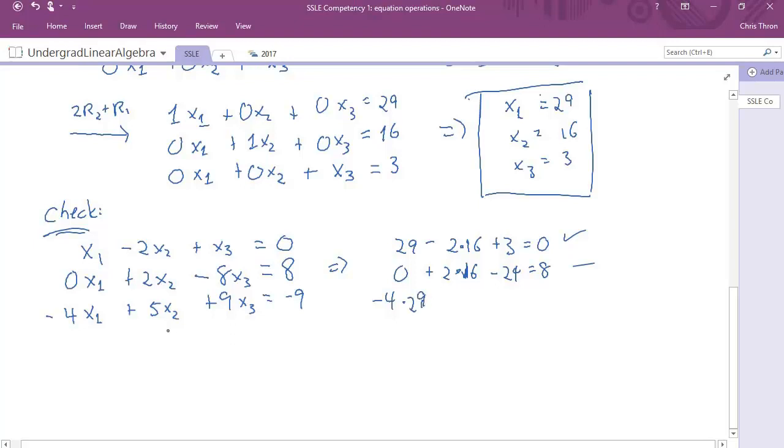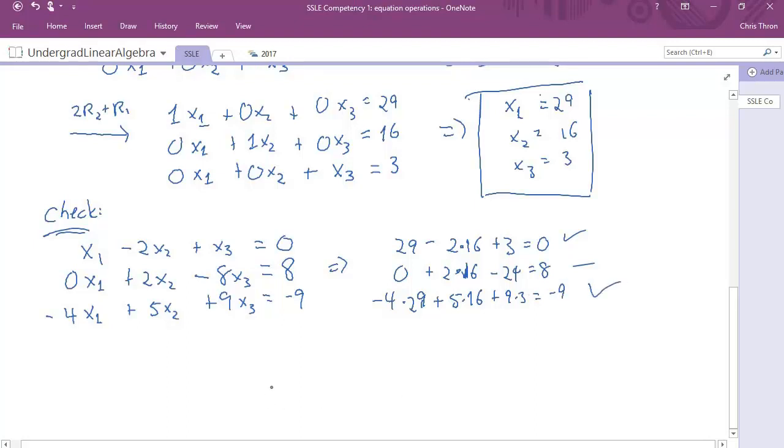Last one, minus 4 times 29. I don't know why it's not working so well. Plus 5x2 is going to be plus 5 times 16, and then plus 9 times 3. And that's equal to minus 9, and certainly you want to use a calculator for that, and it turns out that that works.